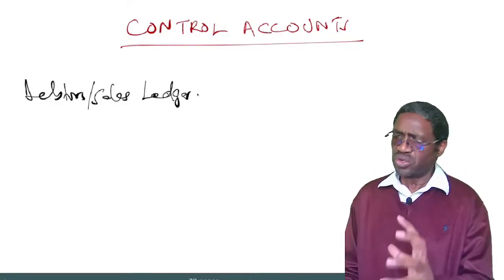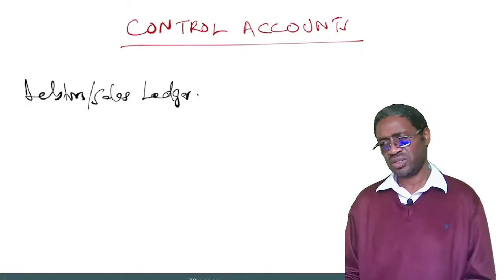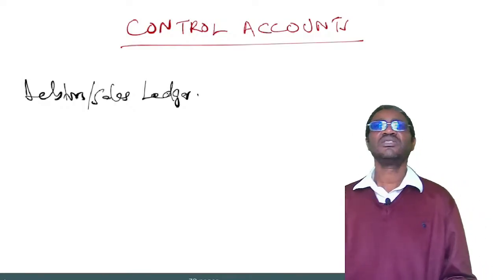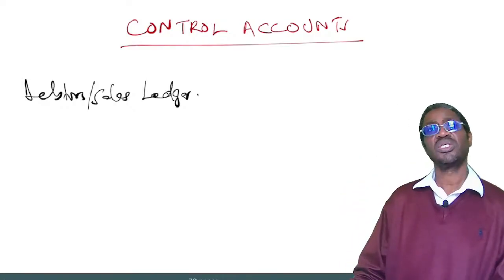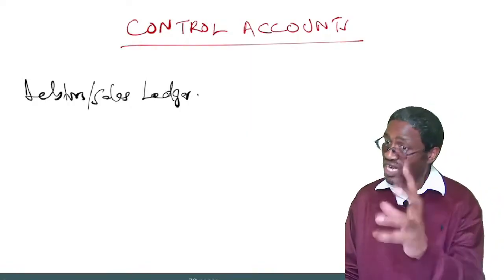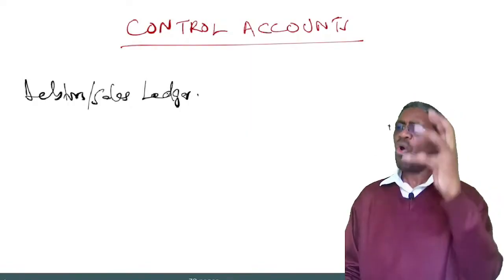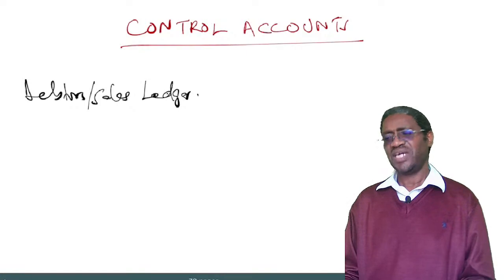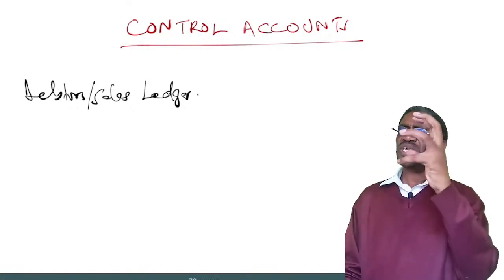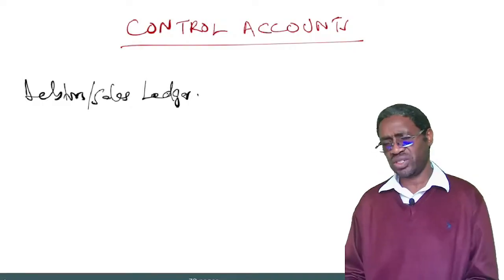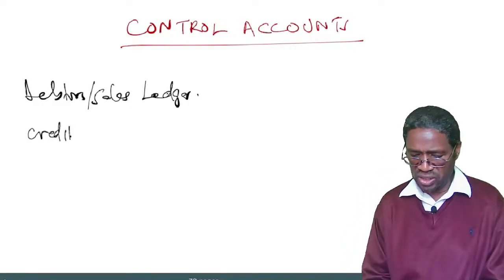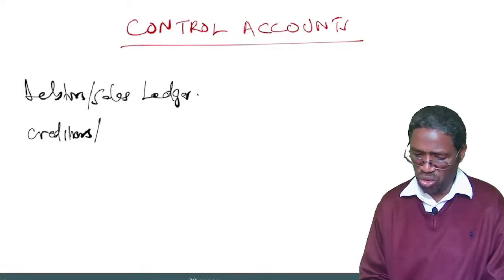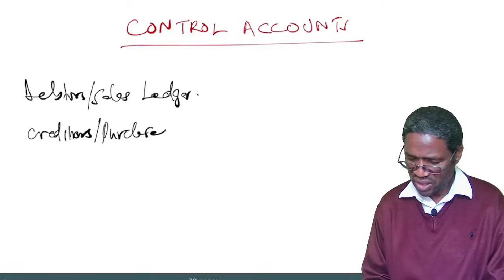If you buy goods on credit from different suppliers, meaning you have different creditors, again, you will have in your books a ledger for all the accounts of creditors. And that book, which contains the accounts of all your creditors, we normally call the creditors ledger. Some books call it the purchases ledger.